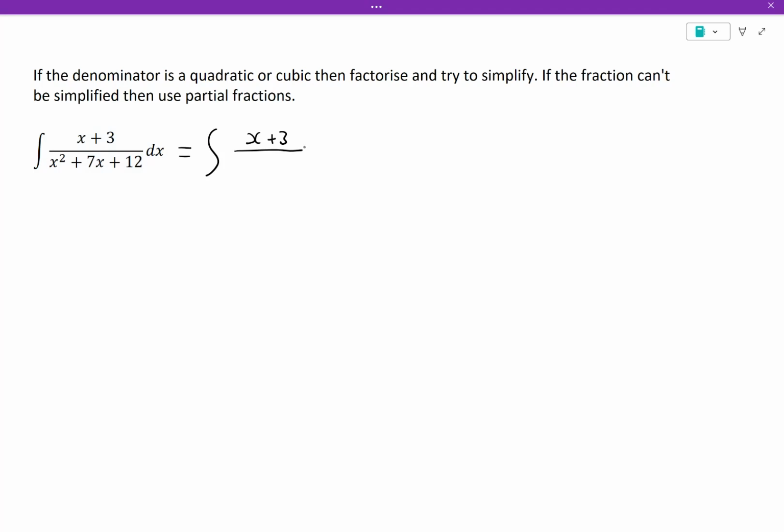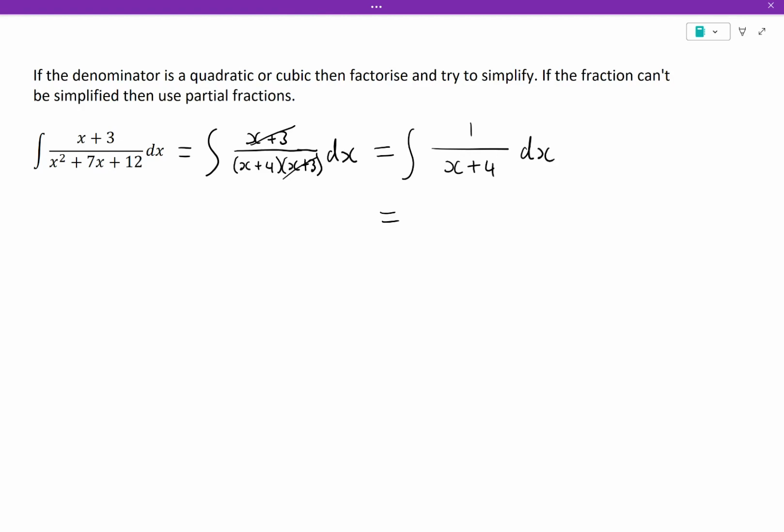So let's consider our denominator and whether we can factorize that. And I believe we can. We get x plus 4 multiplied by x plus 3. The next thing to consider is, can we simplify this fraction? Well, there's a common factor of x plus 3, so we can cancel that out. So it's going to become 1 over x plus 4 with respect to x.